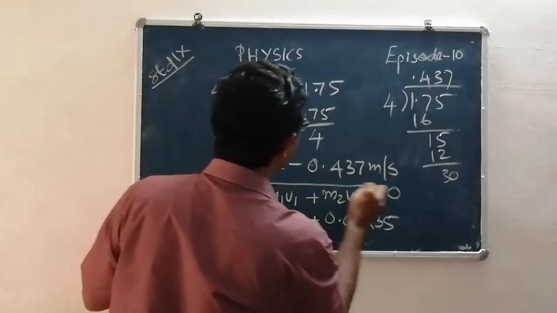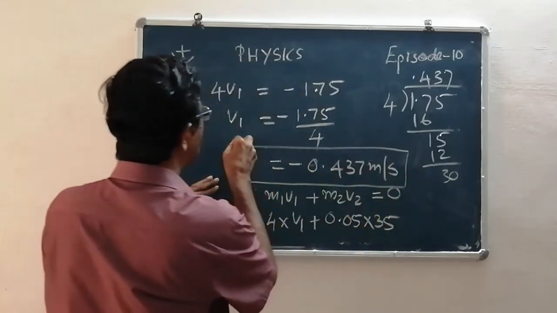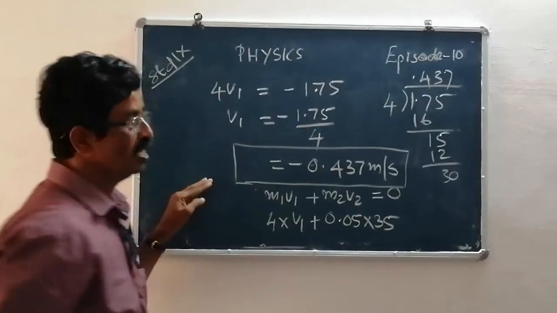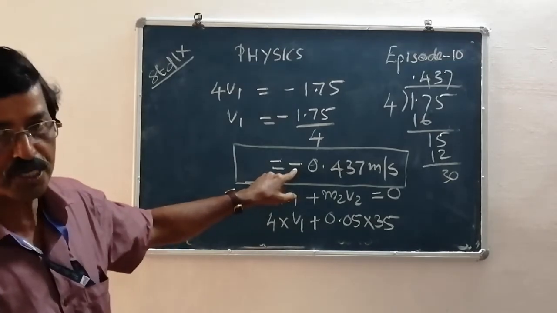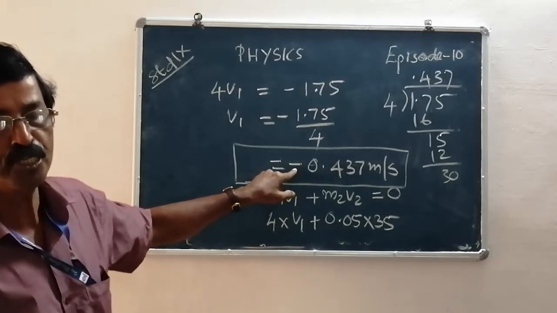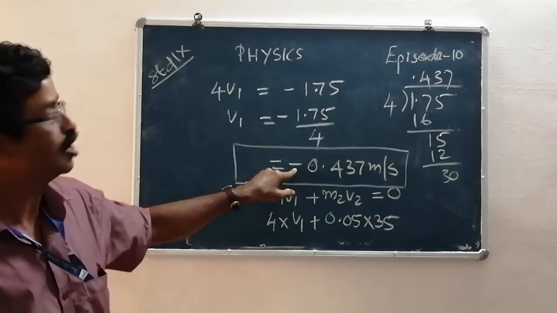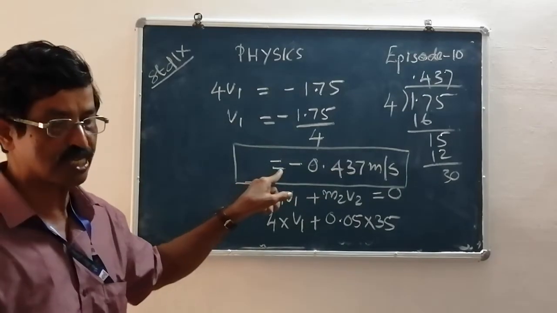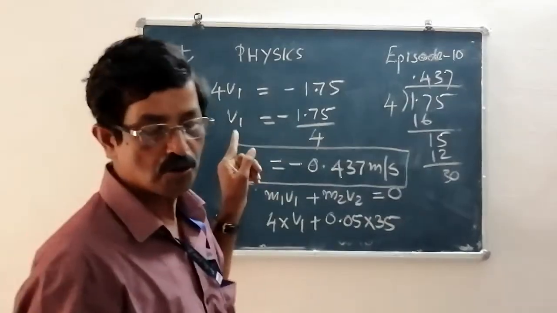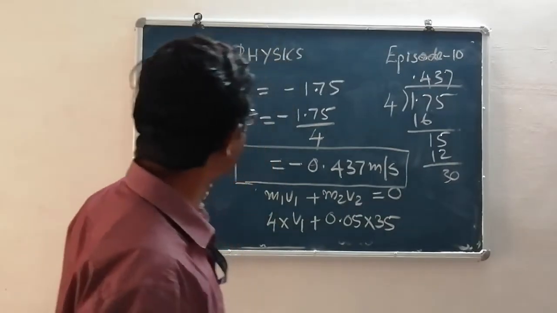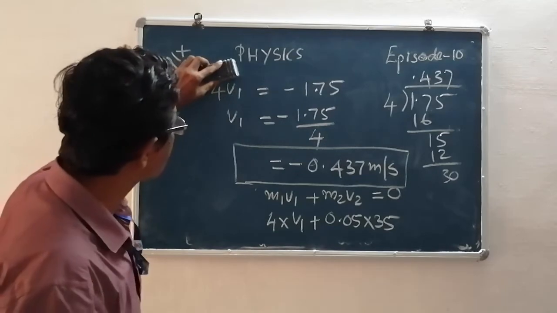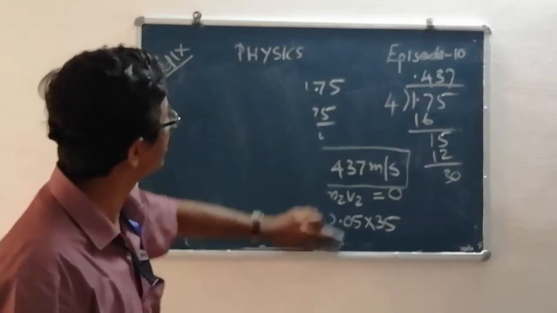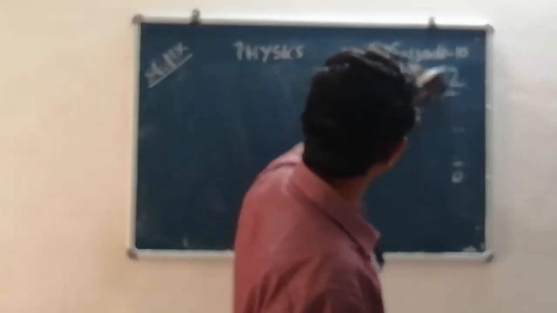So this is the velocity with which the gun moves. Here the negative sign shows the gun moves opposite to the bullet. So it is called a recoil velocity. That means it is moving in the opposite direction. Now another problem is given here.